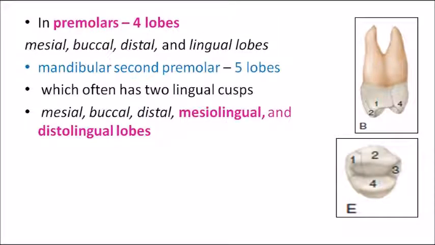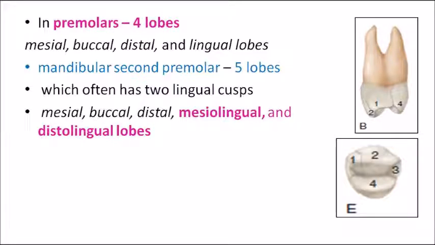In premolars, again, like your anterior tooth, all the premolars have 4 lobes, that is mesial, buccal, distal and lingual lobes. So it is shown in the picture, the mesial, buccal and the lingual one. The distal one is not shown here, it is on the other aspect. Now an exception is there.